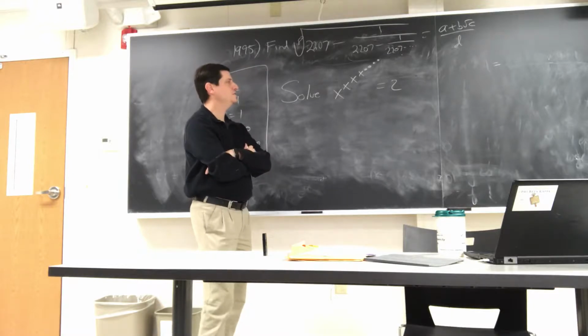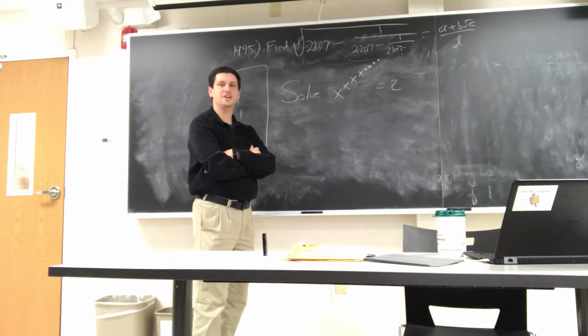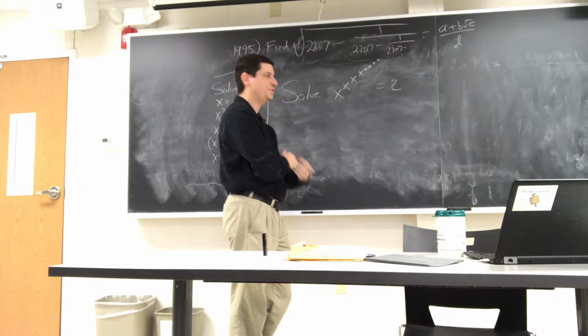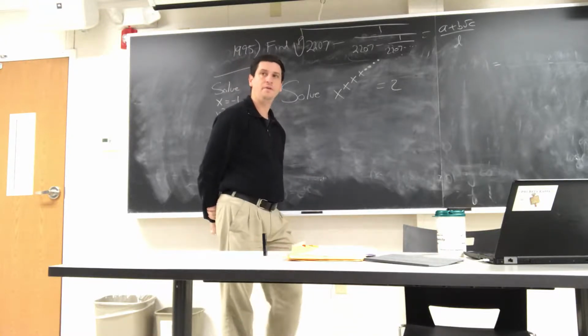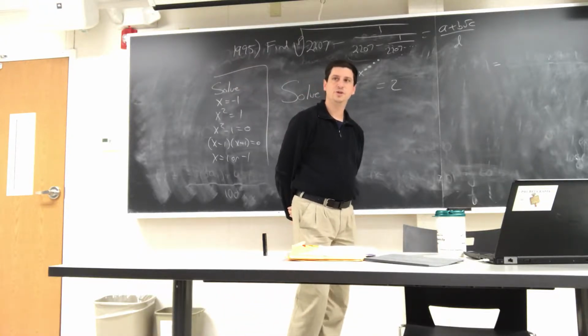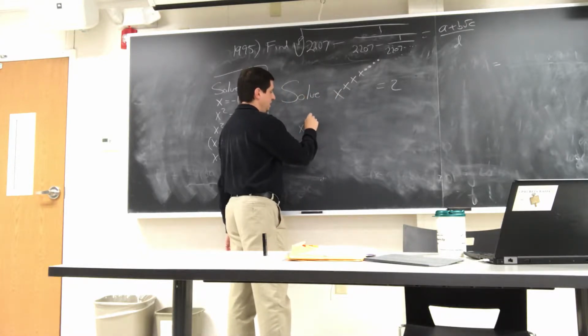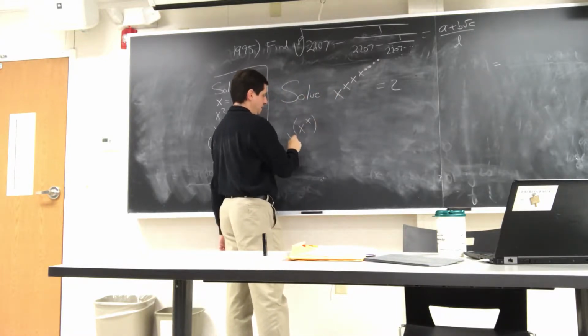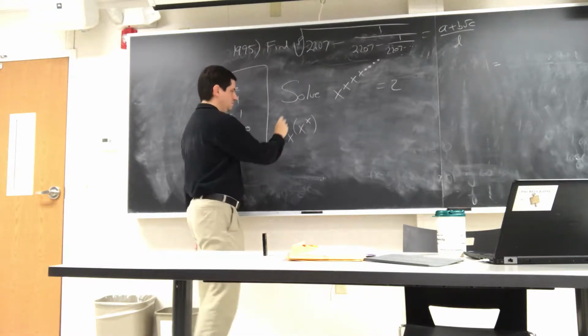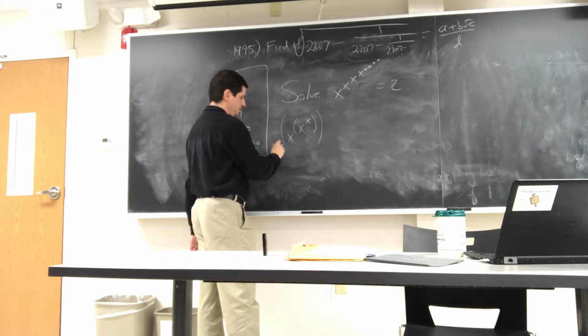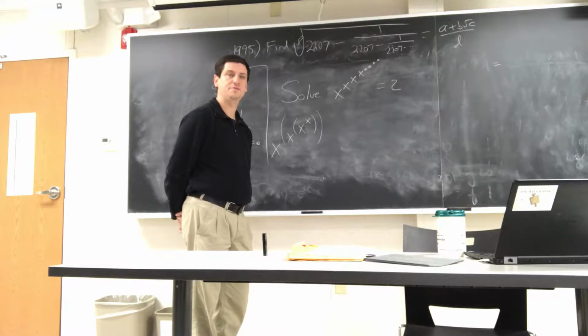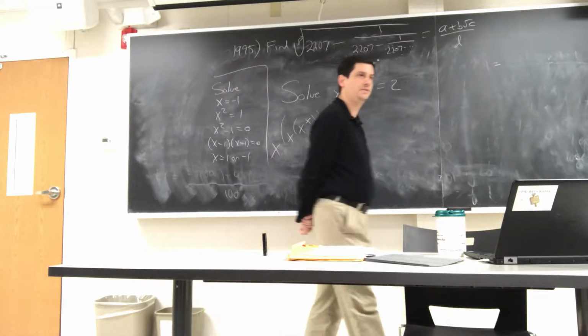I want to solve x to the x to the x to the x to the x to the x to the x equals 2. So you've got to be careful as to what this means. With exponents, it's always a little bit tricky. So if I give you x to the x, and I take x to that, and I take x to that. So just being very careful as to what I mean.